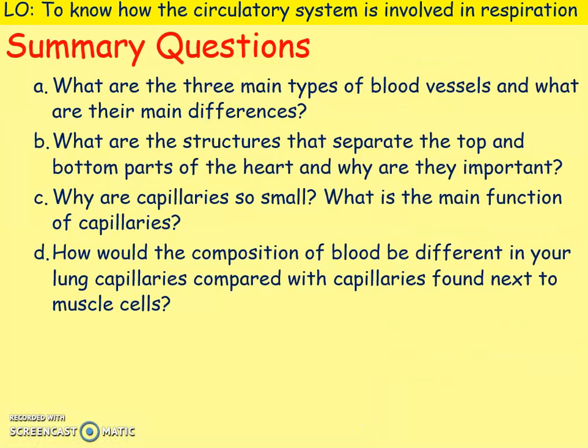So hopefully, now that we've gone through this screencast, you'll be able to answer these questions. What are the 3 main types of blood vessel and the main differences between them? What are the structures that separate the top and the bottom parts of the heart, and why are they so important? Why are capillaries so small, and what is their main job? And how does the composition of blood differ in your lungs compared with those found next to muscle cells?